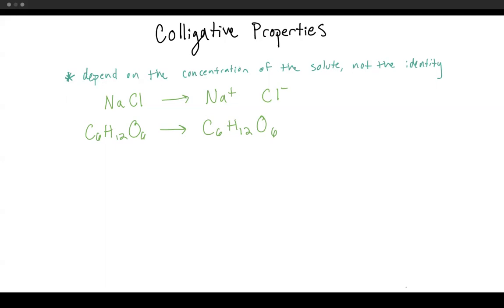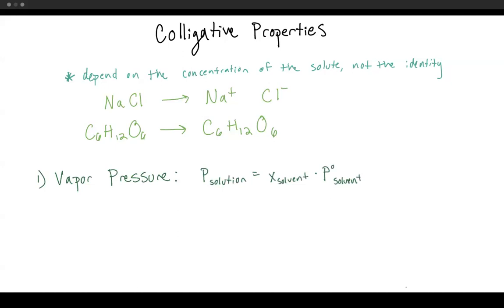So because of this, we can see that for sodium chloride, we now have double the amount of particles that we started with. And for glucose, we stay the same. So keep that in mind as we start explaining things. Our first colligative property is vapor pressure. There's an equation that goes along with this.